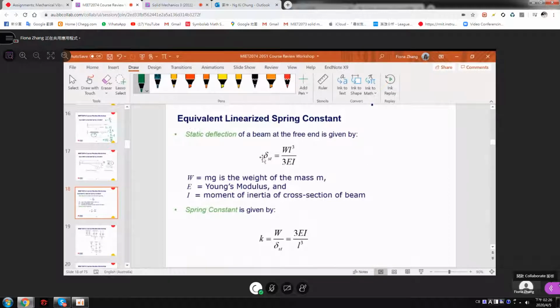So the static deflection of the beam at the free end is given by this. You can get this from the beam deflection table, or you can derive it by yourself. W is the weight of the mass m, E is the Young's modulus, I is the moment of inertia of the cross section of the beam. So you will get K equals 3EI over L cubed.